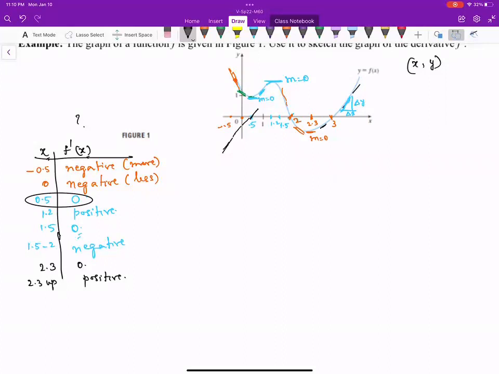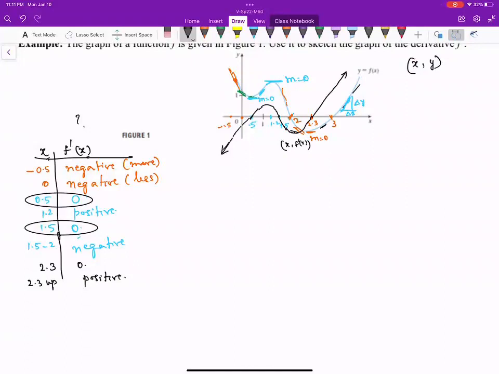And then what happens at 1.5? At 1.5, it becomes 0. Till then it is positive. Then after 1.5, it becomes slightly negative. Then at 2.3, it becomes 0, so it crosses the x-axis. Remember that I'm connecting x with f prime of x for the darker graph. Then 2.3 and up, it becomes positive.